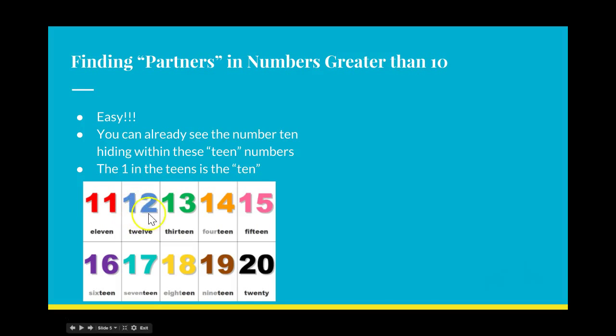So it would be 10 plus 2 equals 12. The 1 and the 3, so it's 10 plus 3. 14 would be 10 plus 4. 15 would be 10 plus 5. And they are all one pair of partners that are in each of these numbers. And you can do that all the way up to 20.